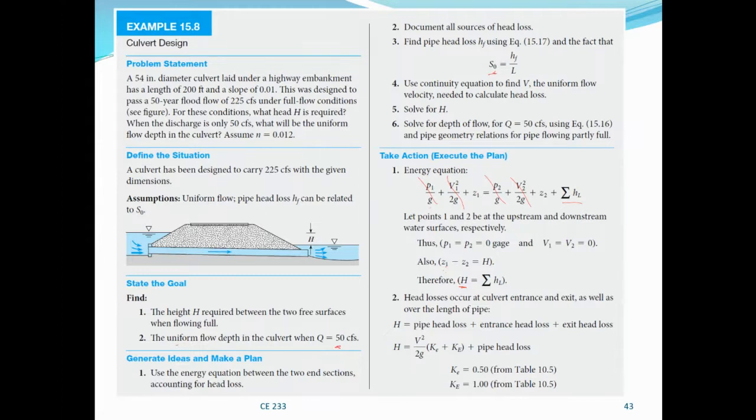But if you remember, the head loss is the sum of the pipe head loss and the minor head loss, or the component head loss, isn't it? This we did before. So the major head loss is the frictional head loss, and for the minor losses, you have head losses occurring at the culvert entrance and exit, as well as over the length of the pipe. At entrance and exit, there are minor head losses. Within the pipe is a major head loss. So you have pipe head loss plus entrance head loss plus exit head loss. These are the coefficients for the entrance and exit.